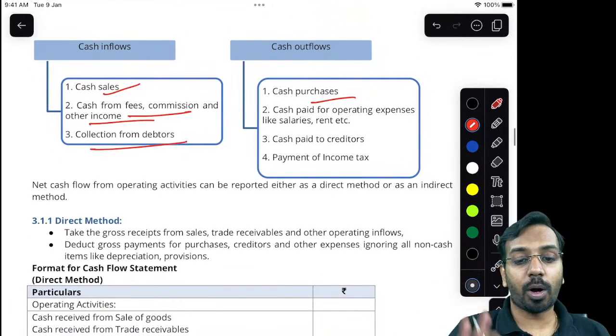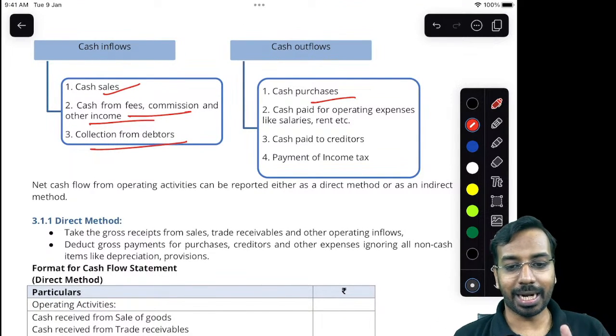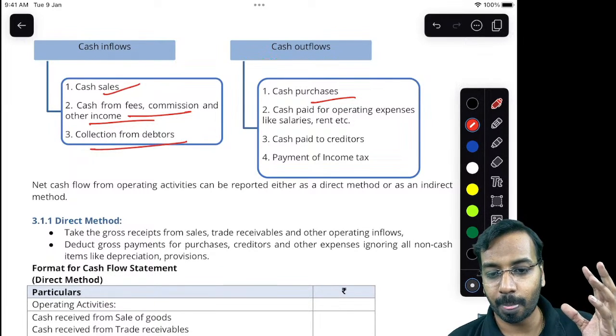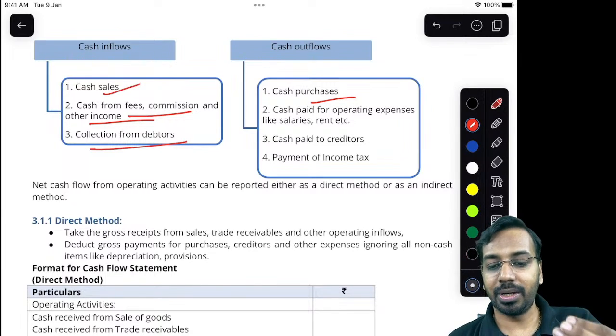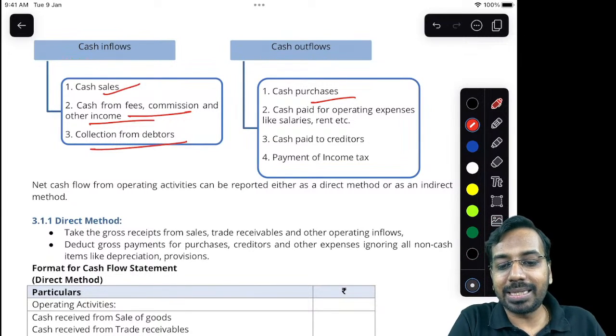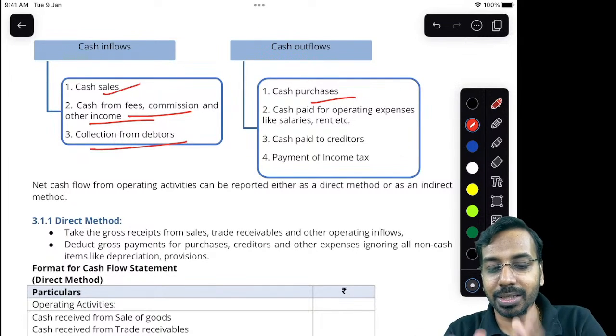Now cash flow from operating activity can be prepared using two methods: direct method, indirect method. Now direct method is the simplest one. Interest from bank. Now interest from savings bank, normally you will put it under operating activity because balance in the bank is not for investment. Balance in the bank is not investment.